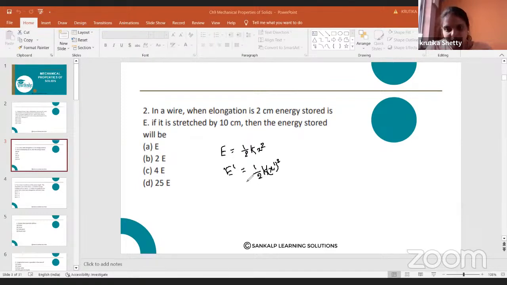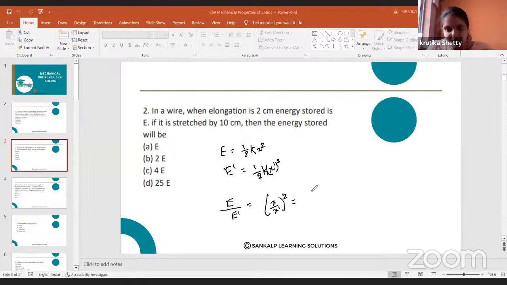So now we can take the ratio of these two. If we take the ratio, half k cancels, right? We are getting only in terms of x and x dash. So you can take the ratio and simplify. You can try, or I will do it here and show. So here E divided by E dash is equal to x divided by x dash whole square.